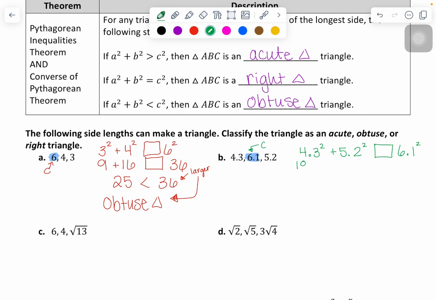4.3 squared is 18.49. 5.2 squared is 27.04. Big open box, followed by 6.1 squared, which is 37.21. I'm going to combine my like terms, which is the 18.49 and the 27.04, and I get 45.53, which compared to 37.21, 45.53 is bigger.